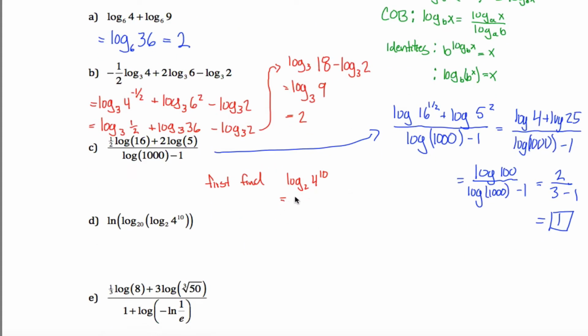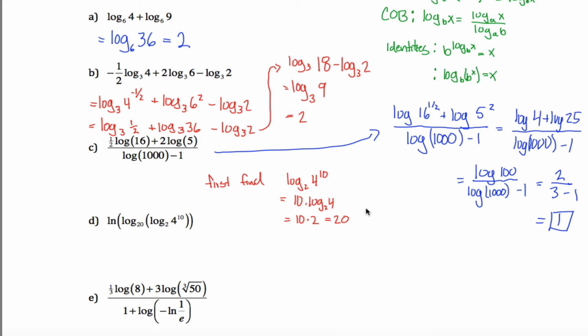So if I bring that 10 down in front, I get that this is 10 times the log base 2 of 4. And the log base 2 of 4, that's asking me the question, to what power must I raise 2 to make it a 4? We got to square it, so it's the second power. So I get that's 10 times 2, aka 20.